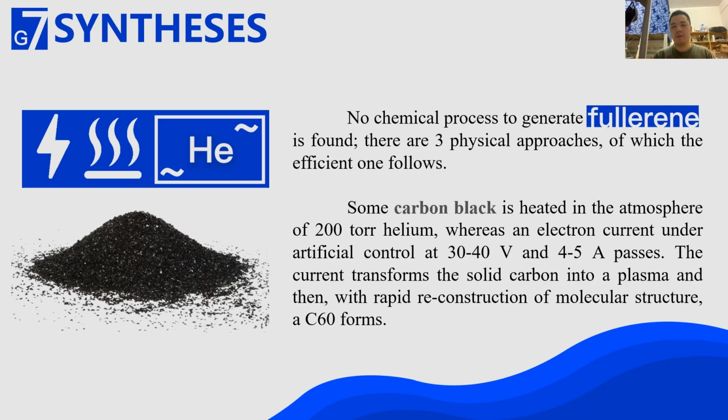The most effective way is heating carbon black in an atmosphere of helium. However, an electron current under artificial control can also be used. The current transforms the solid carbon into a plasma, and then, with rapid reconstruction of the molecular structure, carbon-60 forms.